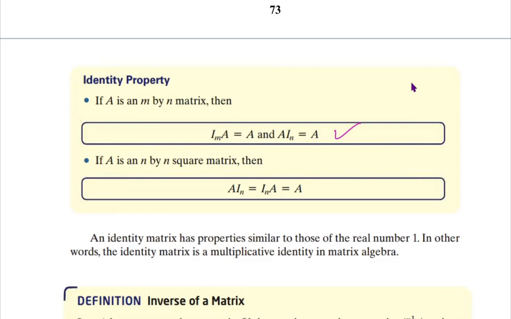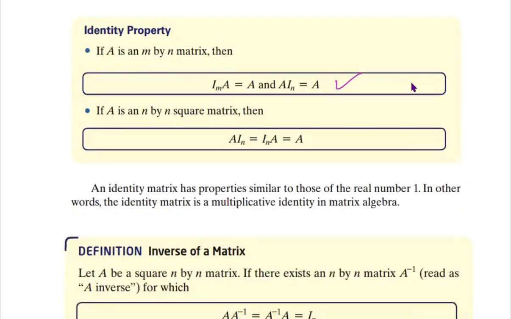All right. And also, that's exactly what I'm saying: if it's I, as long as you can perform the multiplication, then the result is going to be the other matrix that you multiply by I.